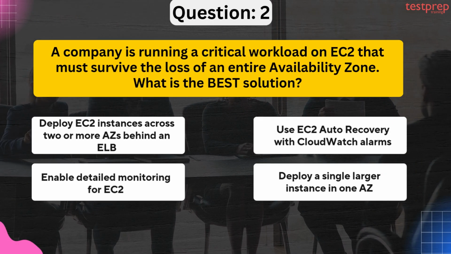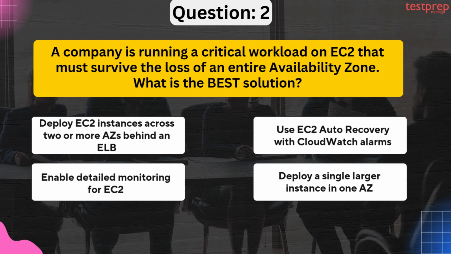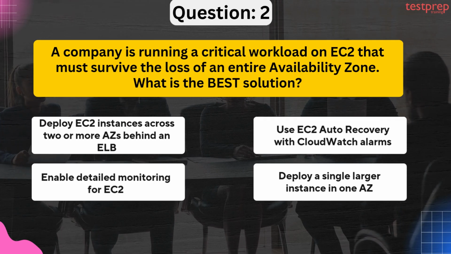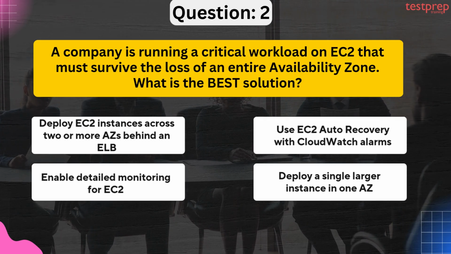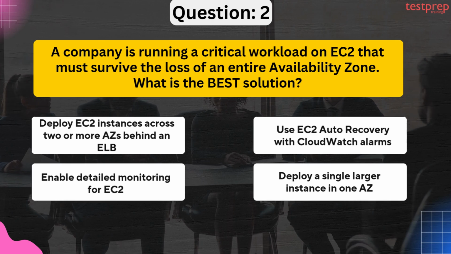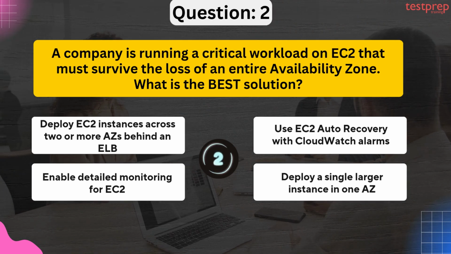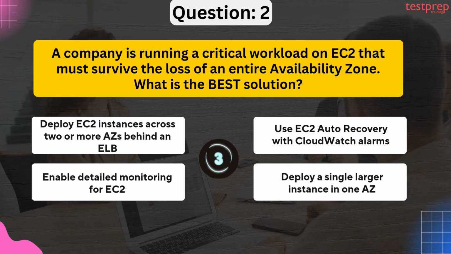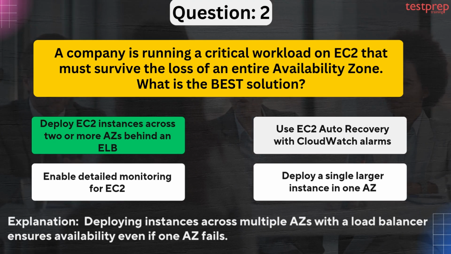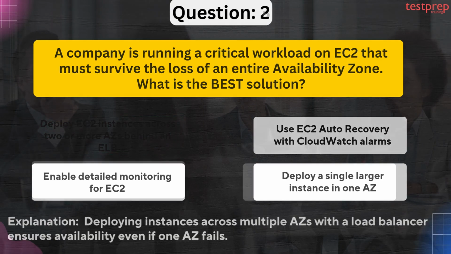Question 2. A company is running a critical workload on EC2 that must survive the loss of an entire availability zone. What is the best solution? The correct answer is deploy EC2 instances across 2 or more AZs behind an ELB. Deploying instances across multiple AZs with a load balancer ensures availability even if one AZ fails.